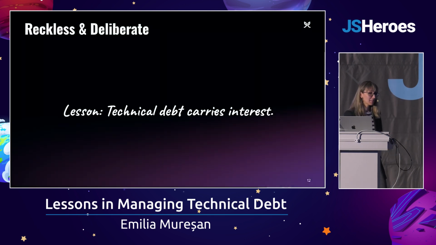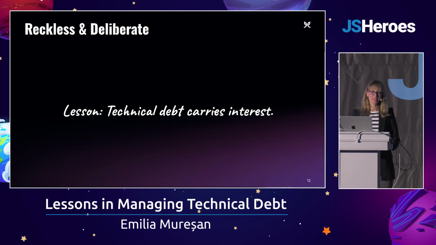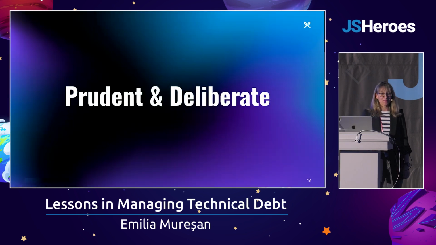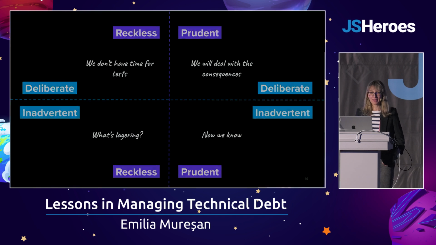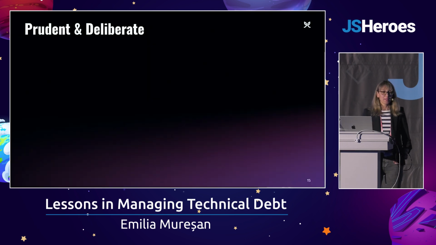The lesson in this case is that technical debt carries interest. Moving fast was great until it wasn't. The second kind of debt is prudent and deliberate. Both the previous category and this one share the fact that they're intentional. But to me, the main difference lies in planning and commitment. In the case of prudent debt, a plan is usually set in place to deal with it, essentially.